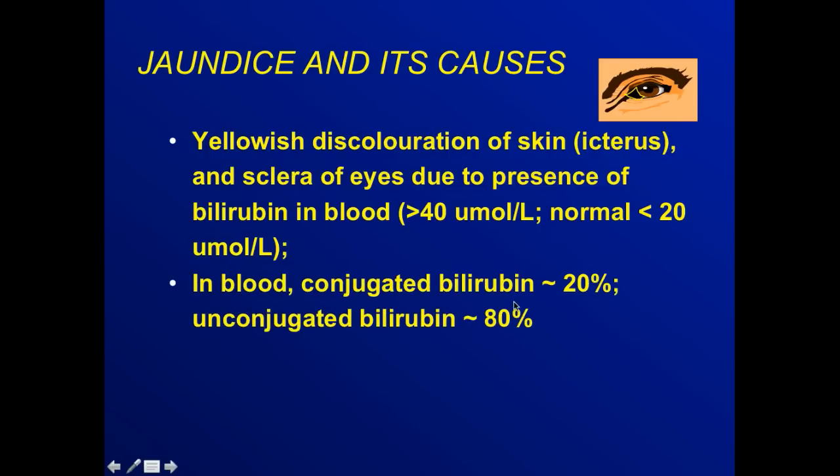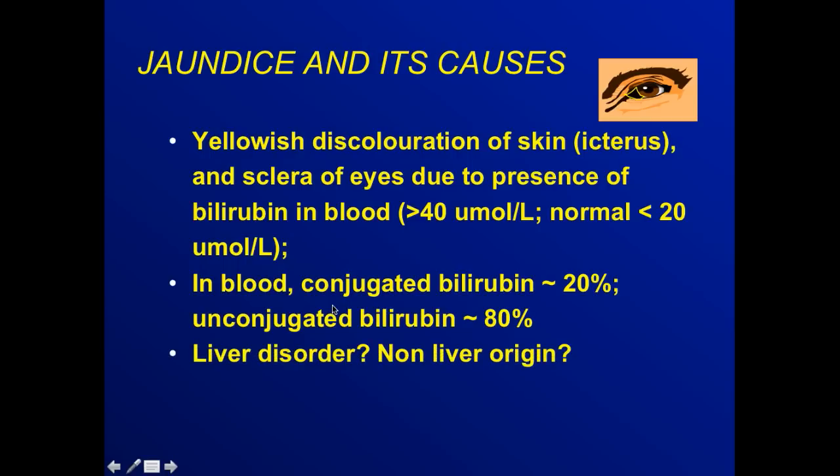In your blood, the normal amount of conjugated bilirubin is less than unconjugated. Remember, when the red blood cells get catabolized, the final product is biliverdin, then bilirubin, and that bilirubin is unconjugated. About 80% is unconjugated, or lipid soluble, and the conjugated is about 20%. So if you look at 20 micromole per liter, 5 micromole will be conjugated and 15 micromole will be unconjugated bilirubin.